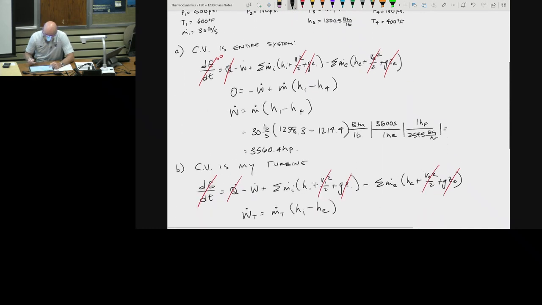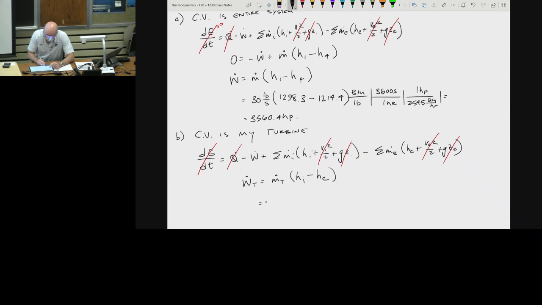Okay, so we're looking for the mass flow rate, so let's solve for it. The mass flow rate of the turbine is going to be equal to the power of the turbine divided by H1 minus H3.